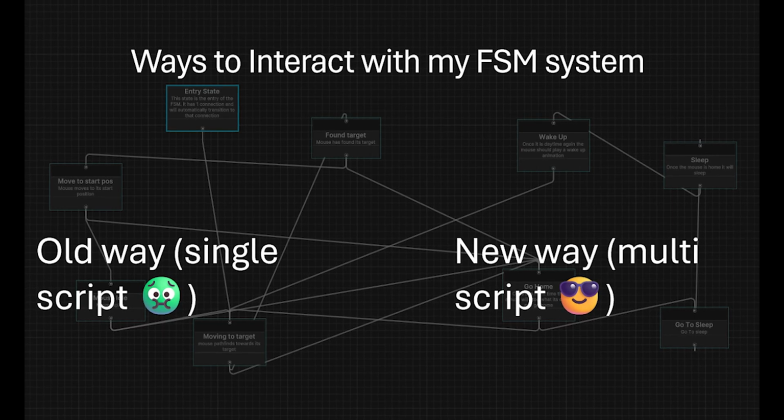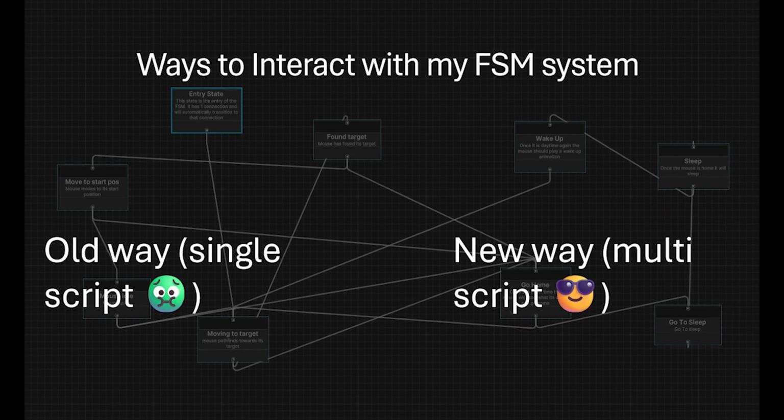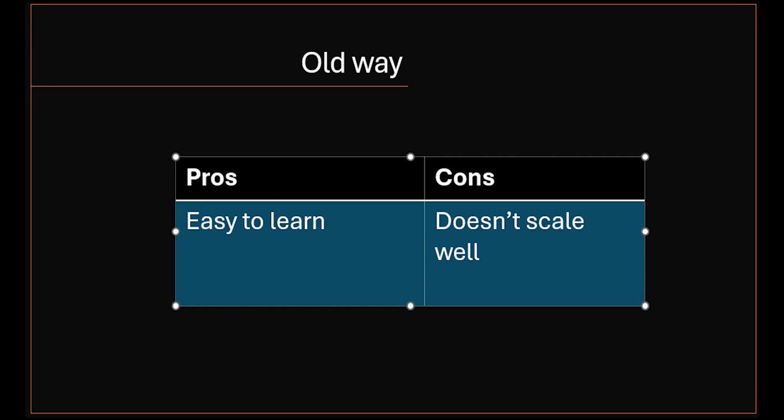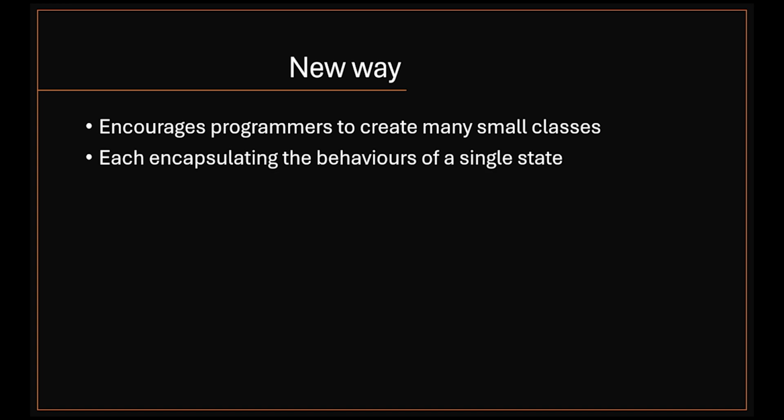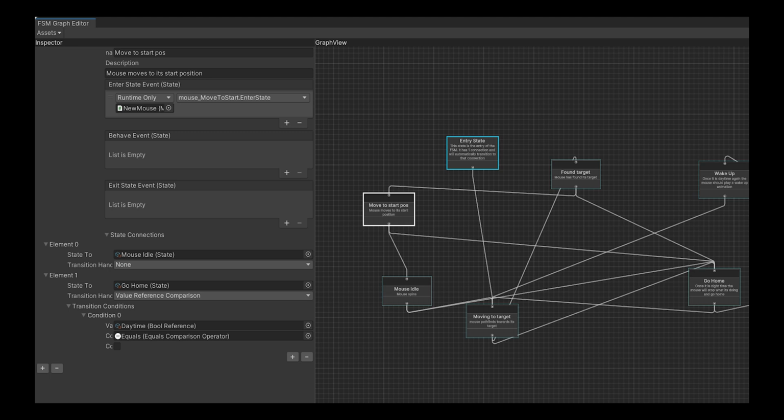There are two main ways of creating agents with my FSM implementation. There's an old way and a new way. The old way is easy to learn, but however doesn't scale well as the agent gets more complex. And the new system encourages programmers to create many small classes, each encapsulating the behaviours of a single state. These classes can be linked to the state machine through the Unity editor.